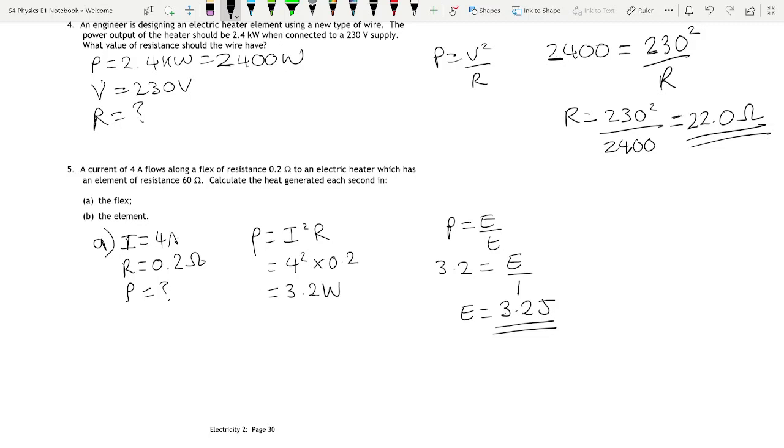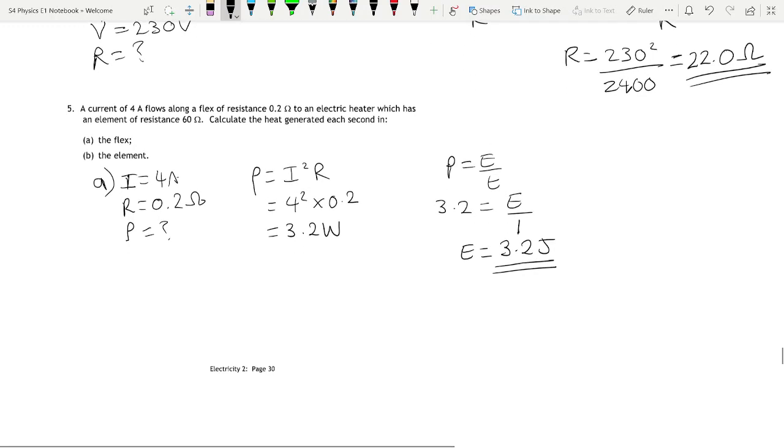Do you want to have a go at B? It's just the same kind of thing again, but your resistance is different because it's the element rather than the flex. Current is the same.